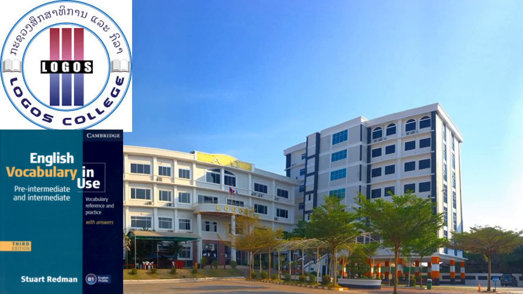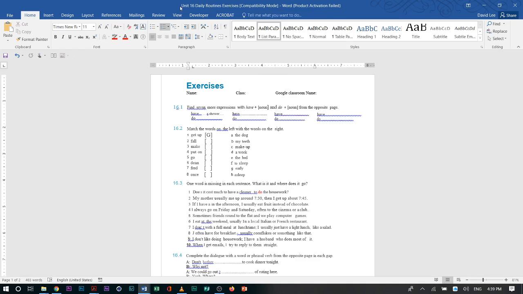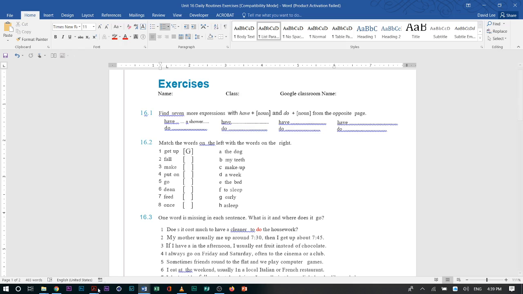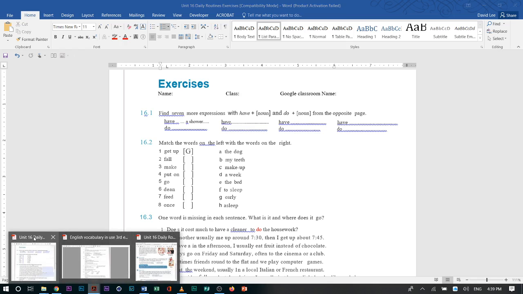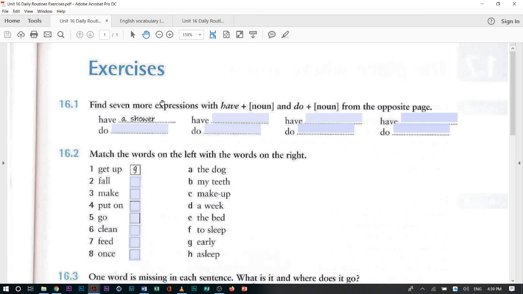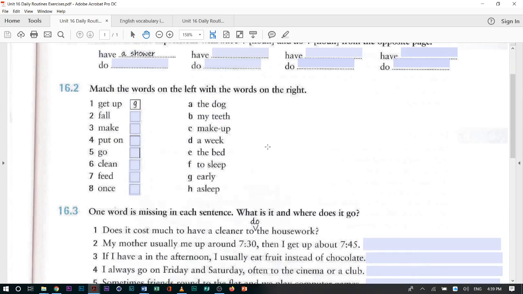For video number 3, we'll be going over the homework. I've attached two files for you. One of them is in Microsoft Word, Unit 16, Daily Routines, and the other is the same one in PDF. I think I'll go over the Microsoft Word form, because it's a little bit easier.